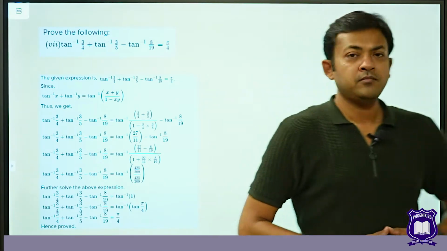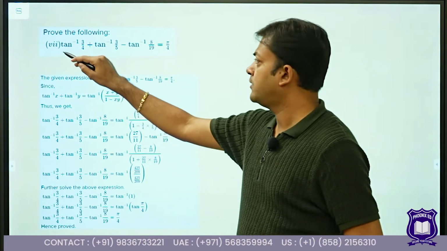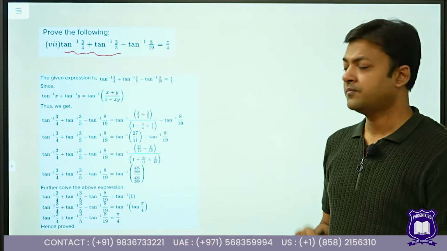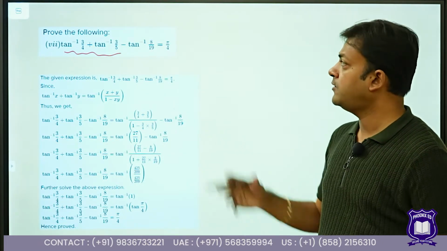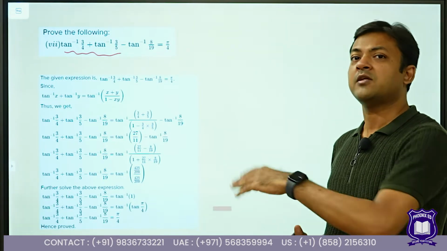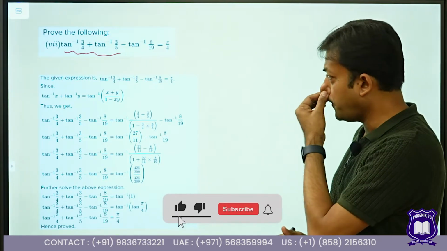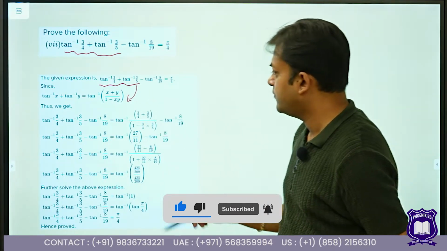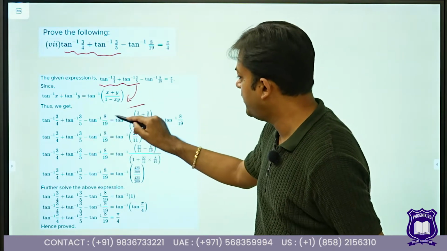In the next problem, we have to apply the formula of tan inverse A plus tan inverse B in the first two terms. On getting the result, we need to apply tan inverse A minus tan inverse B. Let's have a look. The first two expressions on simplification would give me tan inverse A plus tan inverse B.